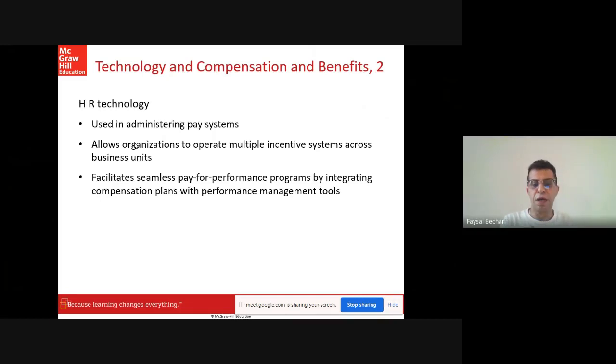Facilitates seamless pay per performance program by integrating the compensation plan, as we said, with the performance management tool. You can set up the performance management tool, and once they meet certain standards, they can get paid more. As I said, you can use it for different types of compensation, like overtime work or commission or salary plus commission and all these things. And it will also let management be aware whether they are meeting the target level.